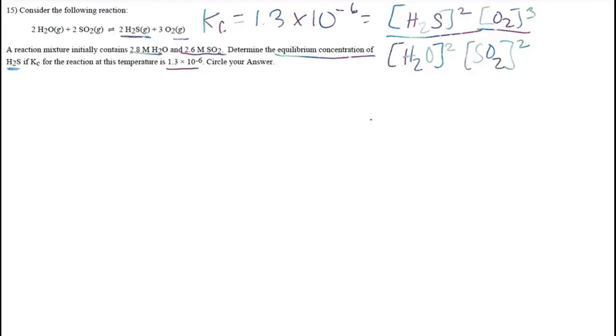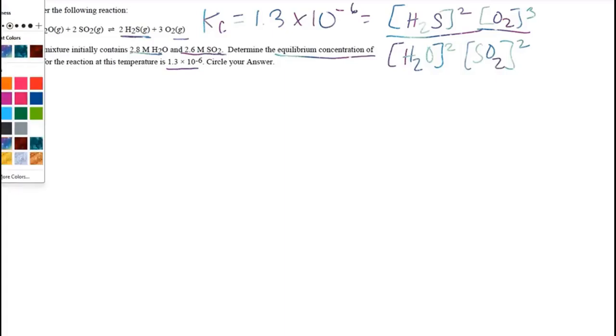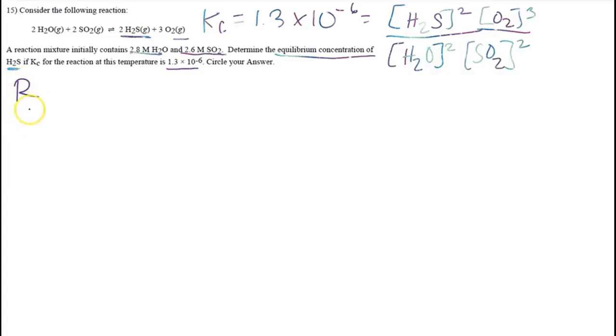Now, what else do they give me? They don't give me any equilibrium amounts, folks. This time is not like the previous. They don't give any equilibrium amounts. So I have to go straight up ICE table. And because I have to go straight up ICE table, I have to be able to make different assumptions. And so let me set up my ICE table first. Go ahead and do that. And then we'll talk about assumptions after.